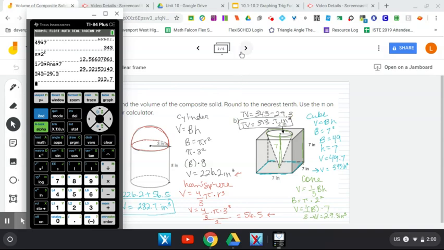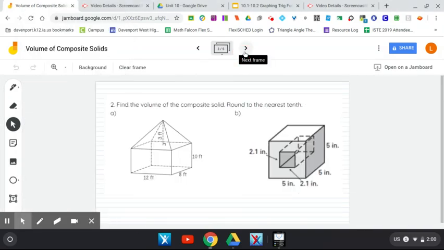All right, so I would go ahead and pause here and work on finding the volumes of these composite solids on your own. And then when you're done, hit play and check how you did. All right, so you guys just worked on finding the volume of these 2 figures. So let's see how you did.